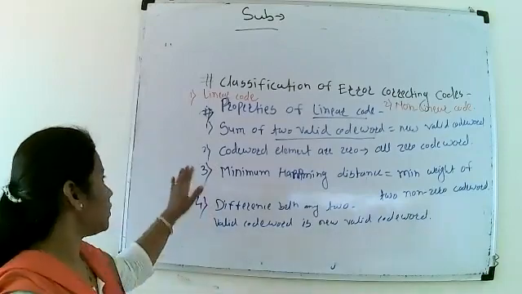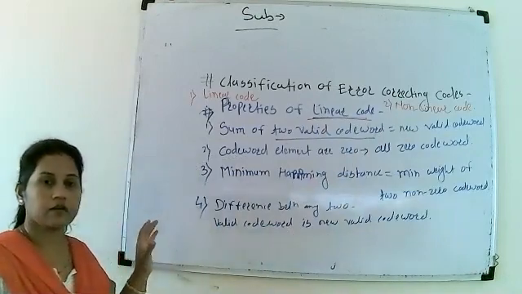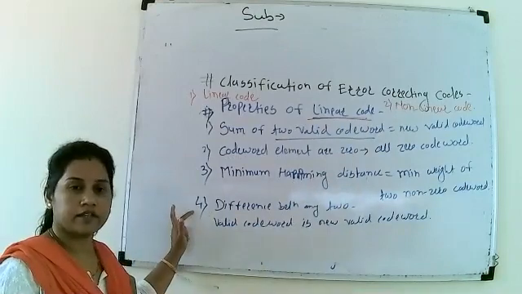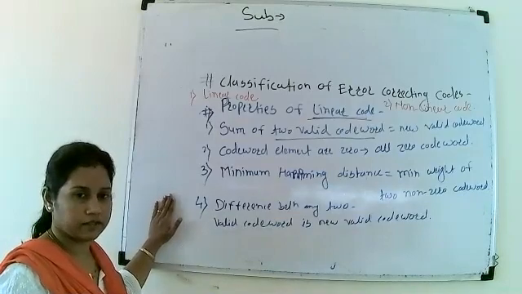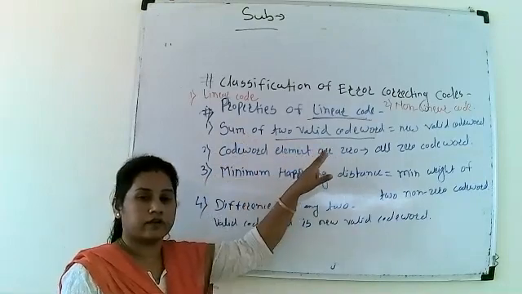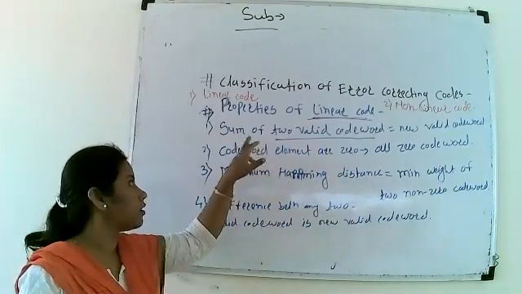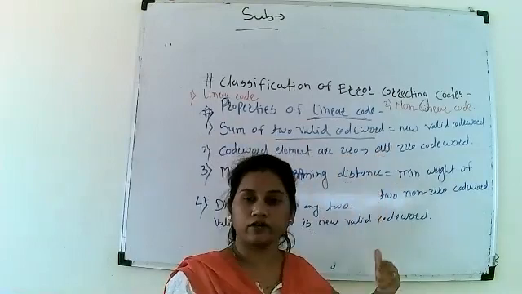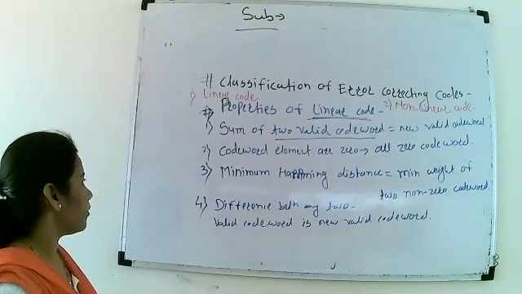Now see the properties of the linear code. These are the different properties of the linear code. To verify a linear code, all these properties must be satisfied. Then only we say that the code belongs to the linear code. First, the sum of two valid code words. Sum is nothing but addition, addition in modulo 2 operation. The sum of two valid code words is a new valid code word. This is the most important property of the linear code.